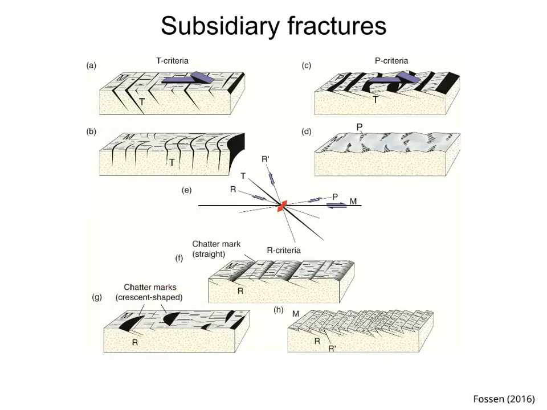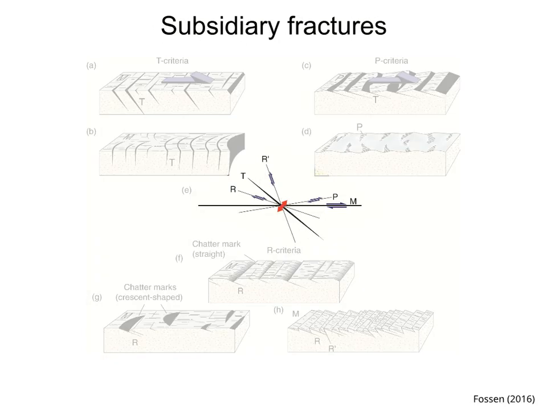Subsidiary fractures can be good indicators of the fault slip direction. This figure shows the fractures associated with a dextral shear zone. The red arrow is the direction of maximum infinitesimal extension, which is at 45 degrees from the shear zone. M fractures are parallel to the shear zone, and P fractures are at low angle to the shear zone. Both M and P fractures have slip synthetic to the shear zone. In this case dextral slip.